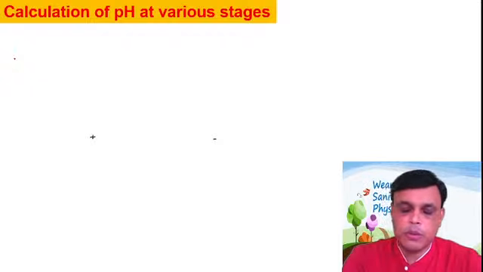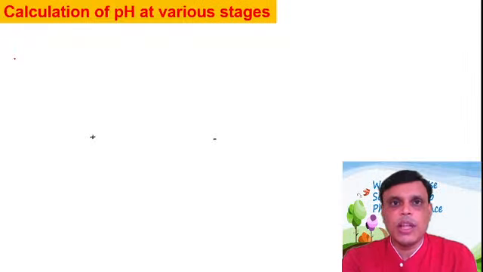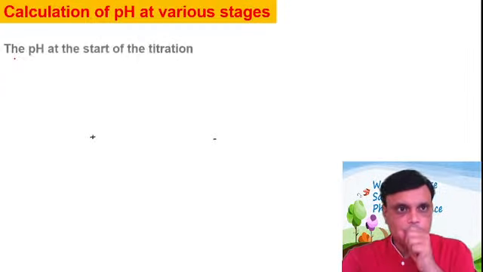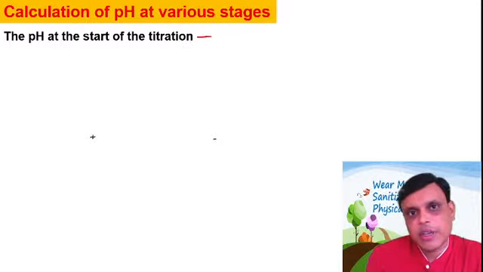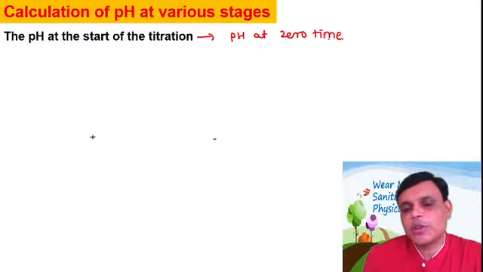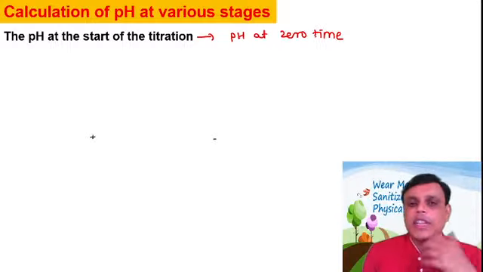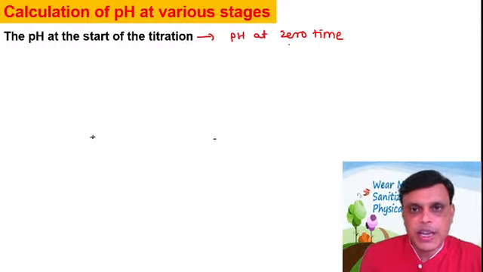I had already told you that we can calculate at the start, or time 0, the pH is 1. How that 1 comes, that we will calculate. So the pH at the start of the titration, also called the pH at 0 time. That means 0 time is before the reaction, before the addition of NaOH. That is called the pH at 0 time.